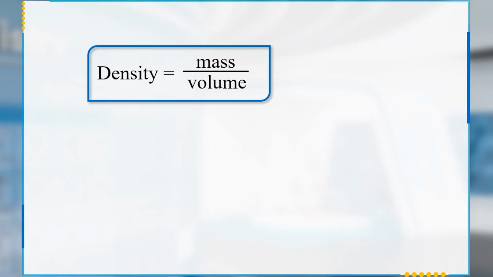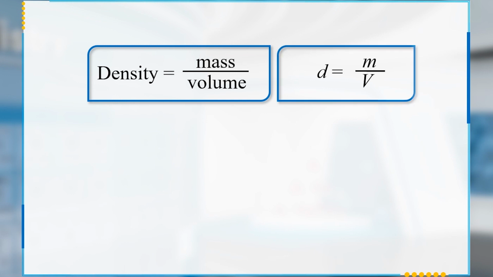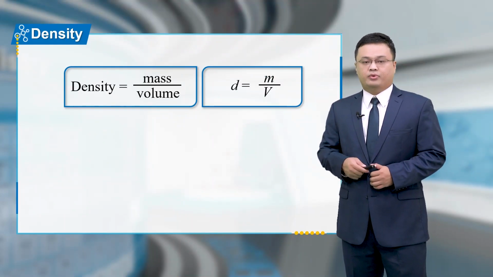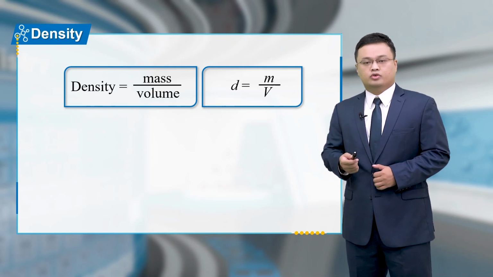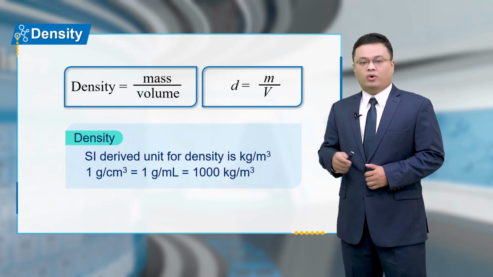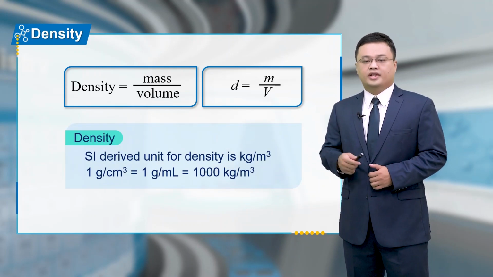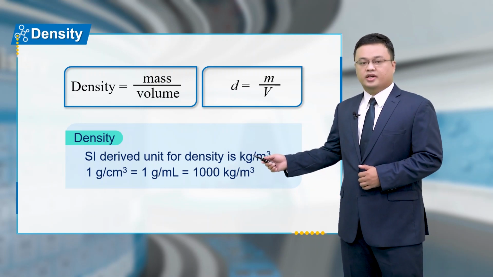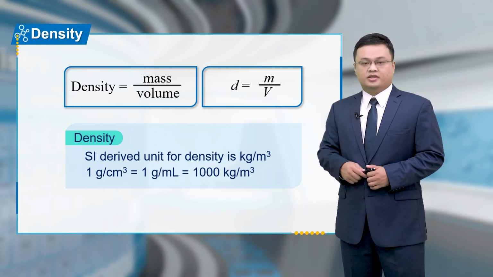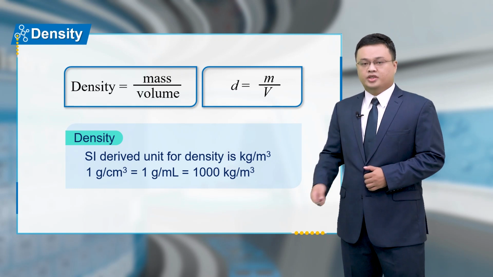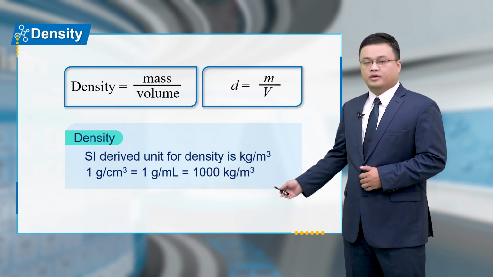Density is a ratio of the mass to volume, written as D equals m over V. The SI units of mass and volume are kilograms and cubic meters respectively, but chemists generally express mass in grams and volume in cubic centimeters or milliliters. Thus, the most commonly encountered density unit is grams per cubic centimeter, or the identical unit grams per milliliter, which equals 1,000 kilograms per cubic meter.